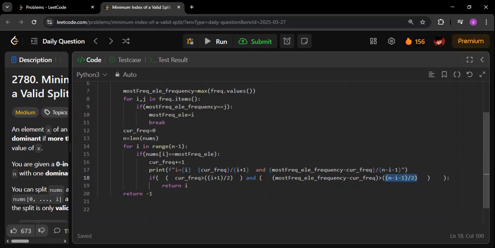If this particular value is smaller than this particular value, then we can say that for the right half also this is being satisfied, and then we are returning i, otherwise we are returning minus 1. If this whole loop completes without the return being executed, then we return minus 1. So this was the code.